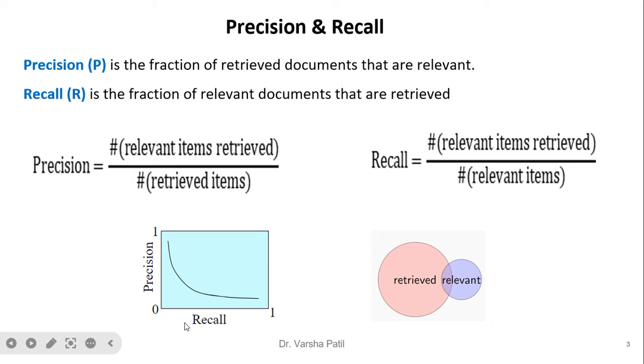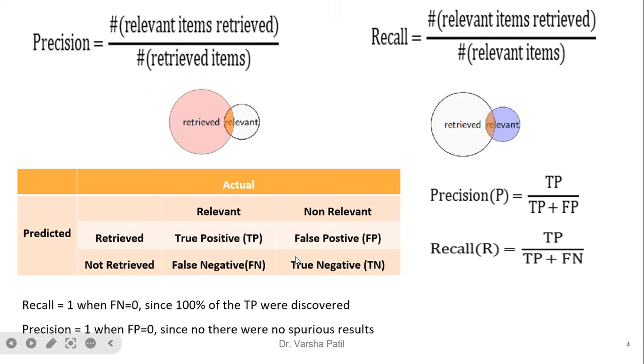And this is the graph of precision and recall, and we can see that as recall increases, the precision generally reduces, because when we retrieve all the relevant documents from the system, at that time we are retrieving most of the documents which are irrelevant. Therefore precision decreases.